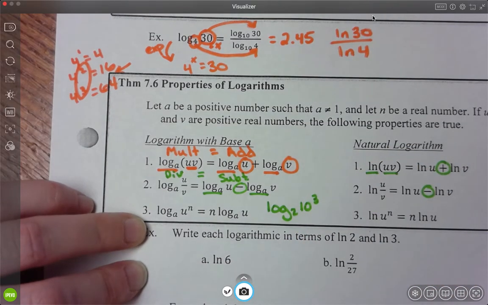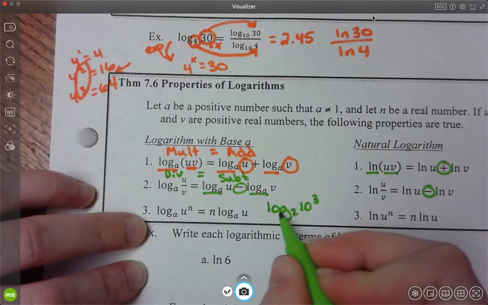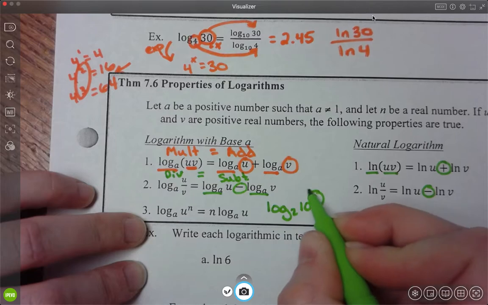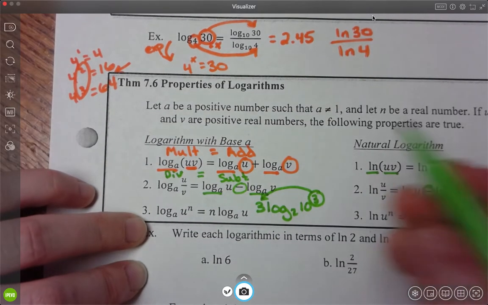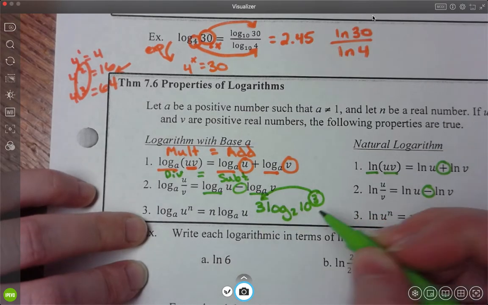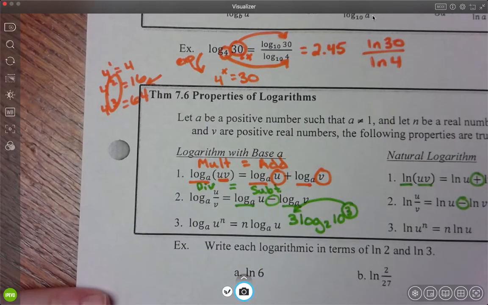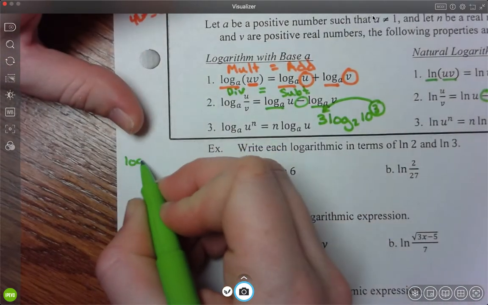Okay, what these two properties allow me to do is anytime there's a log, I can move this 3, or whatever that exponent is, down in front. So instead of log base 2 of 10 to the 3rd power, it's 3 log base 2 of 10. All right, now I'm going to write out why that is. Let's say I have log base 2 of 10 to the third power.